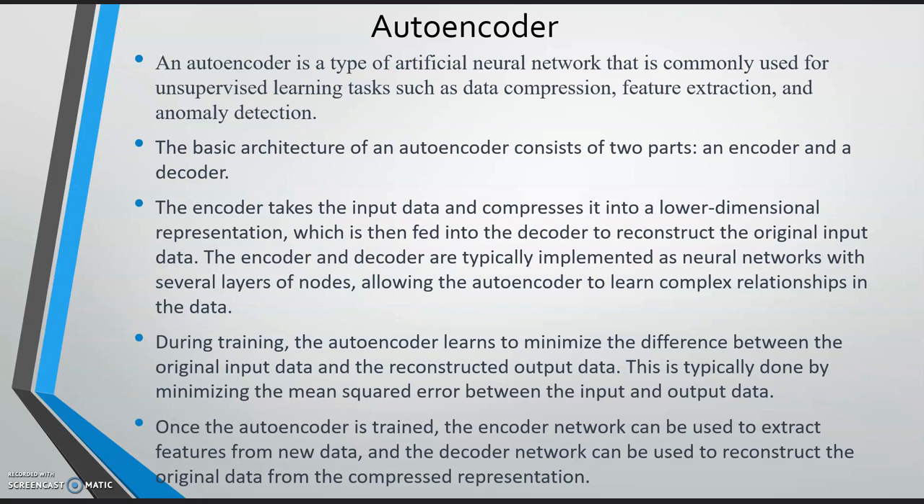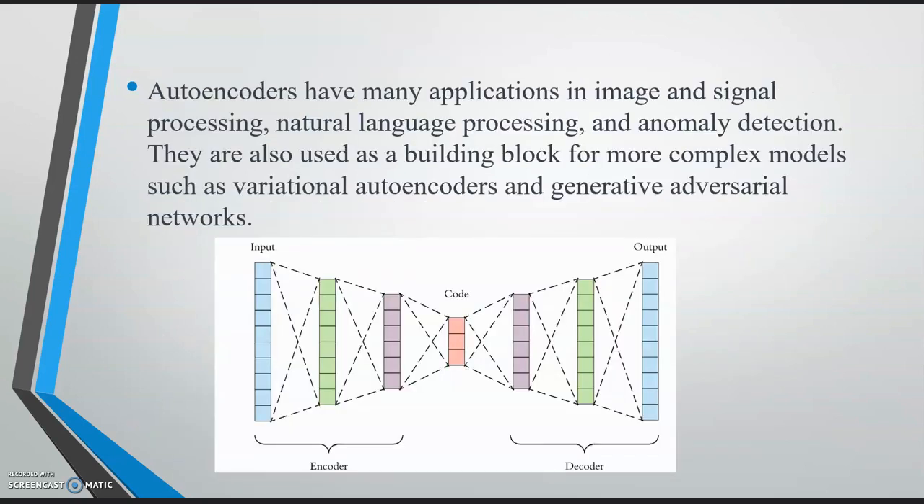The encoder and decoder are typically implemented as neural networks with several layers of nodes, allowing the autoencoder to learn complex relationships in the data. During training, the autoencoder learns to minimize the difference between the original input data and the reconstructed output data. This is typically done by minimizing the mean squared error between the input and output data. Once the autoencoder is trained, the encoder network can be used to extract features from new data, and the decoder network can be used to reconstruct the original data from the compressed representation.